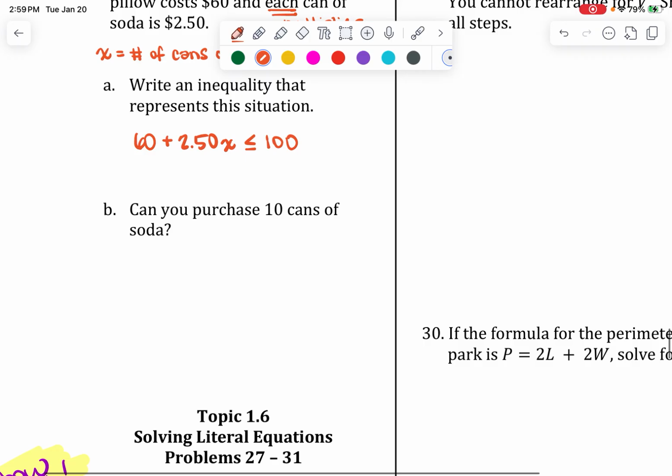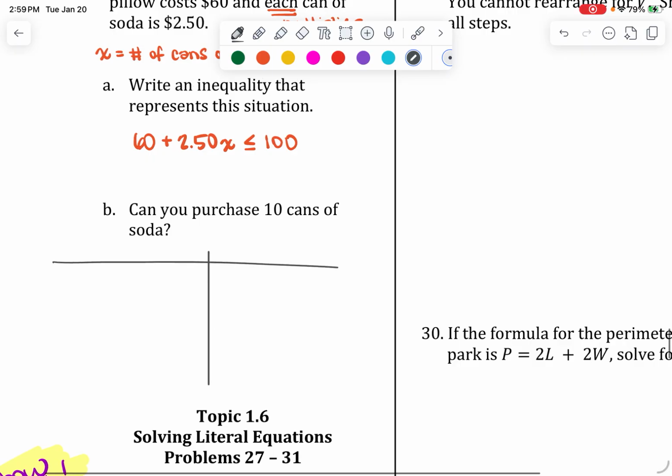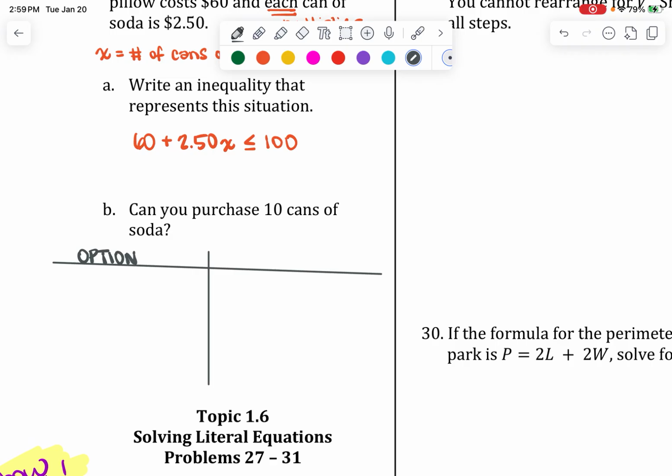So then it says, can you purchase 10 cans of soda? All right, so I'm going to do this 2 different ways. Please don't do both. Just pick whichever one speaks to you. Option number 1 is to plug in 10 and see if you get something true. So 60 plus 2.50 times 10, is that going to be less than or equal to 100?